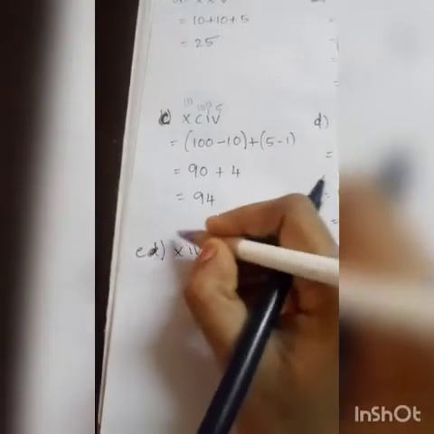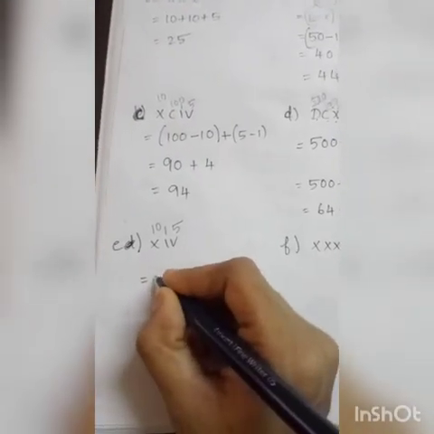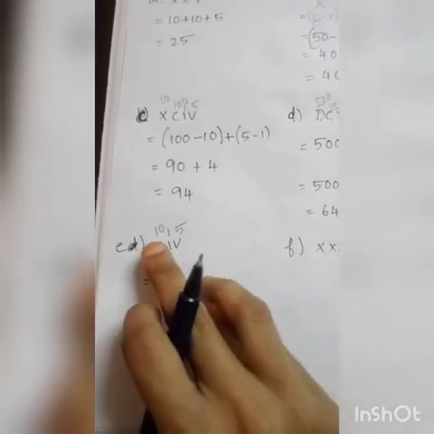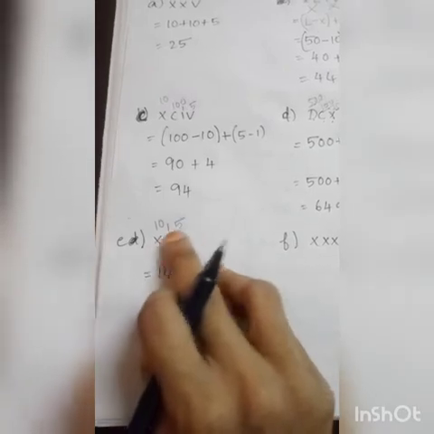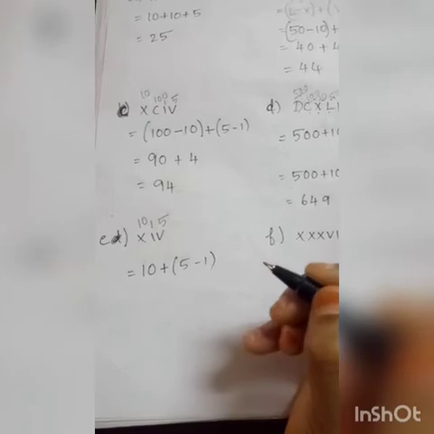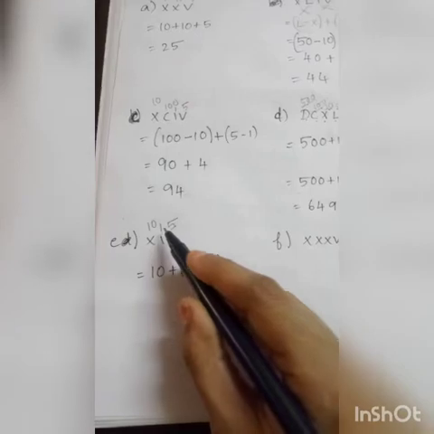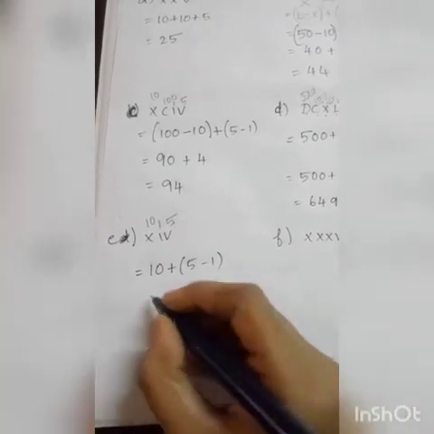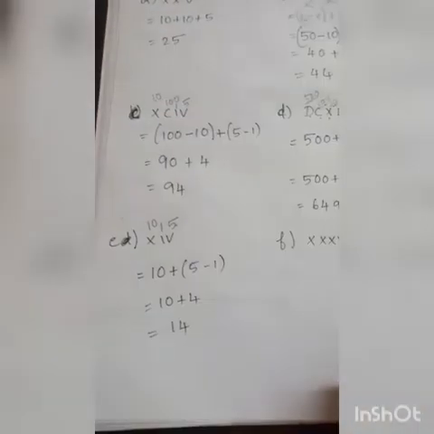X stands for what? 10. I stands for 1. V stands for 5. Okay, so what you will do? 10 I will write as such plus because 10 is a greater number. After that smaller number, after that greater number. So you will subtract it. 10, 5 minus 1, because smaller, greater. 10 as such you will put plus smaller, greater coming, so 5 minus 1. So 10 plus 4, 14. Okay, understood? Next, F question.